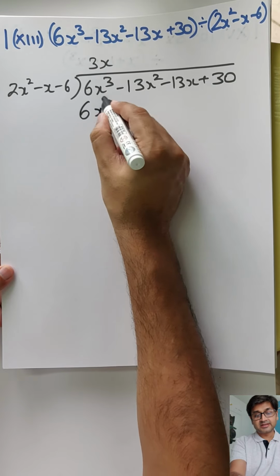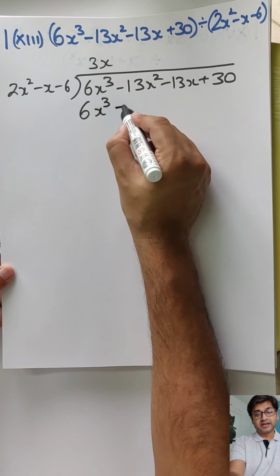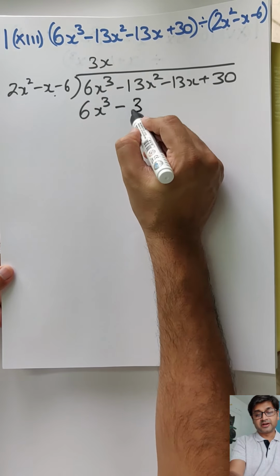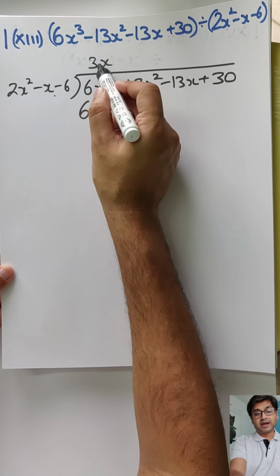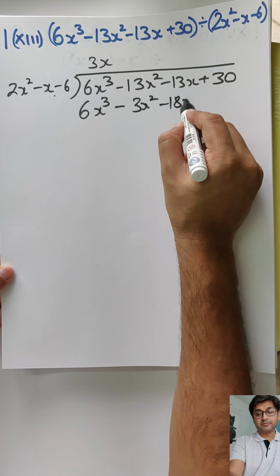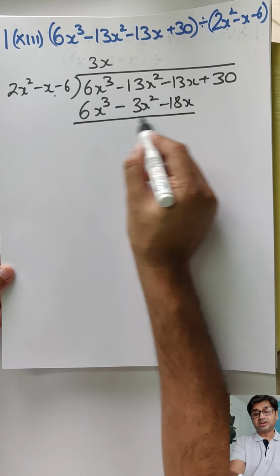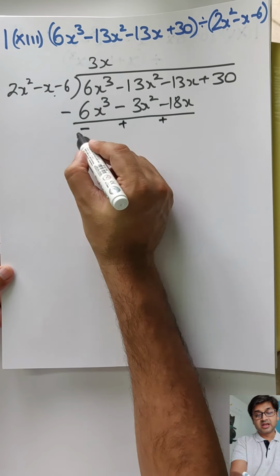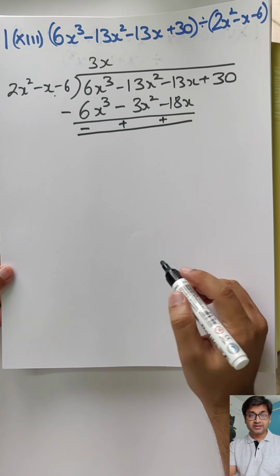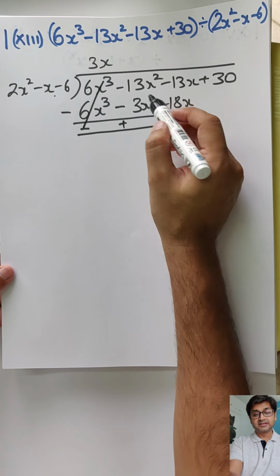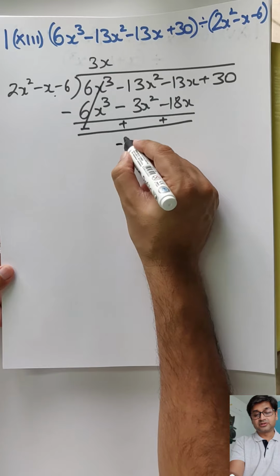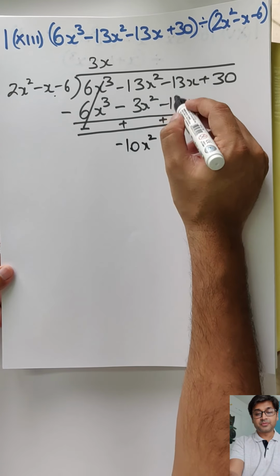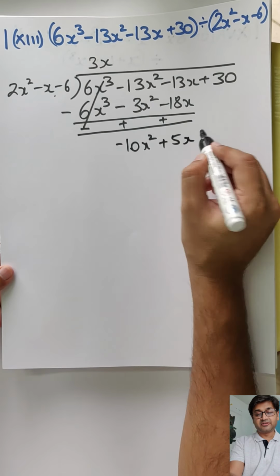So 6x cube, this with this minus 3x square, so I can write it below x square, and minus 18x, so I can write that below this. So you're getting all the 3 terms at the same time. Minus, so minus plus plus. Don't forget to change the sign, otherwise you will mess up. Cancels. Minus 13 plus 3, so minus 10x square. Here I will get plus 5x.